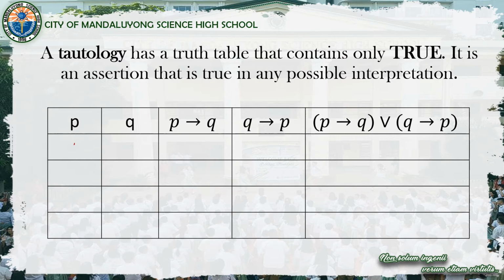We can have here true. Both P and Q are true. It is also possible na ang P natin ay true and then ang Q natin ay false. And then, pwede naman na ang ating P ay false and then ang ating Q ay true. And then, it is also possible that both P and Q are false.